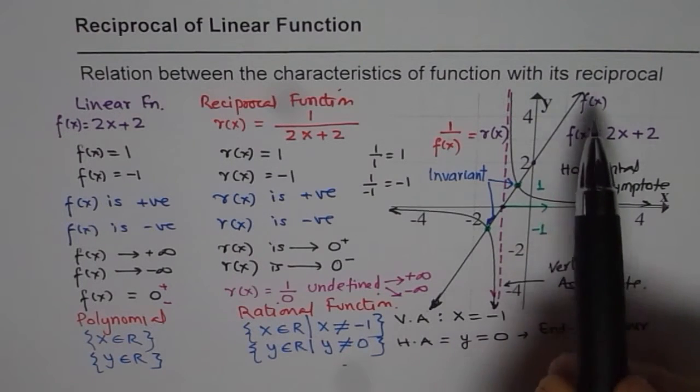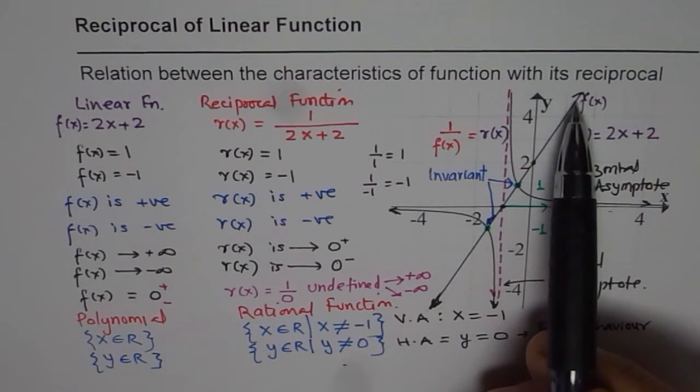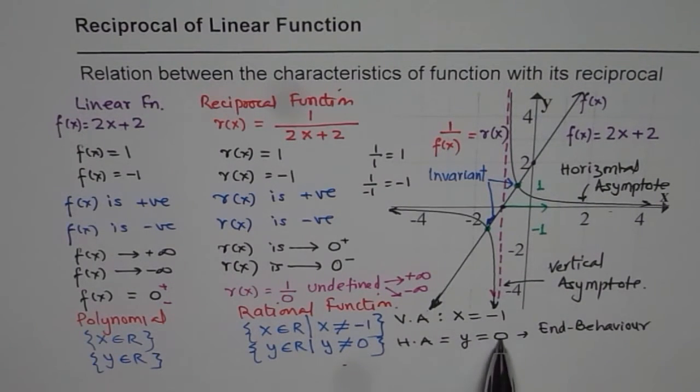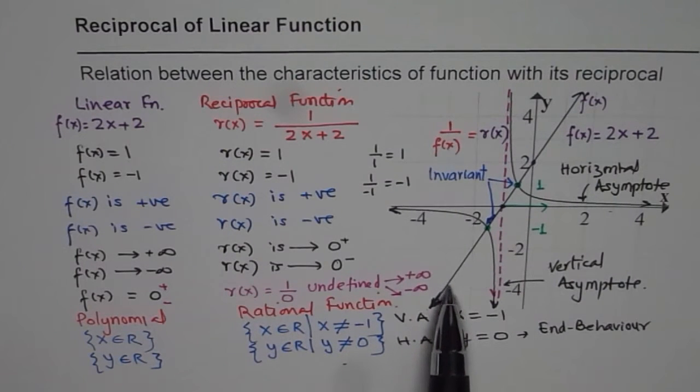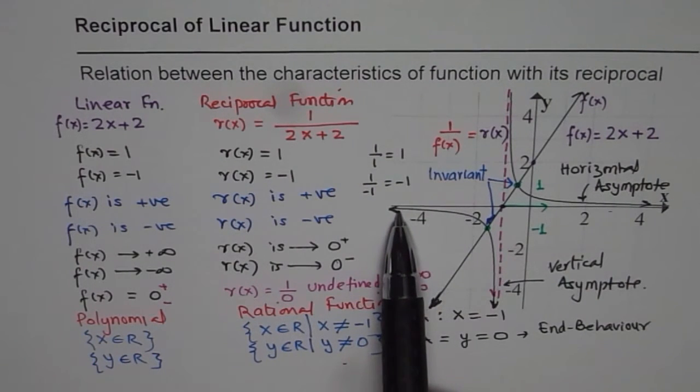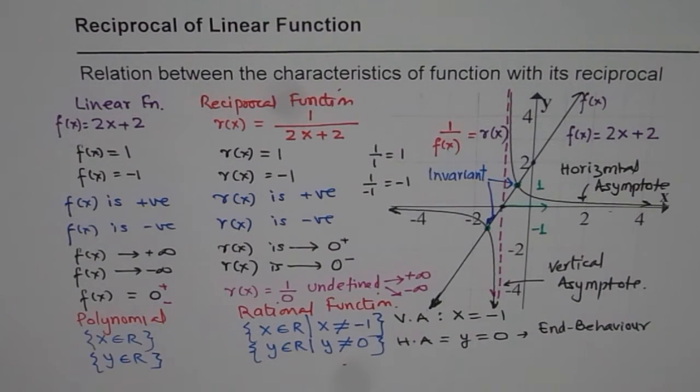For a line, we know the end behavior: as x approaches infinity, y approaches infinity. For this, as x approaches infinity, y approaches 0. So that is the end behavior, right? As x approaches negative infinity for the linear function, y approaches negative infinity. But for the reciprocal function, as x approaches negative infinity, y approaches 0, right? That's the end behavior, correct?